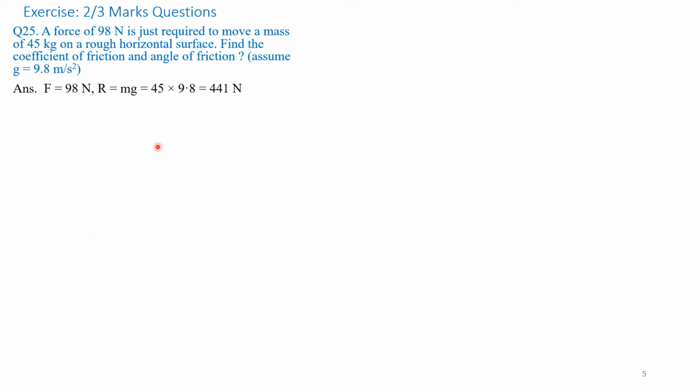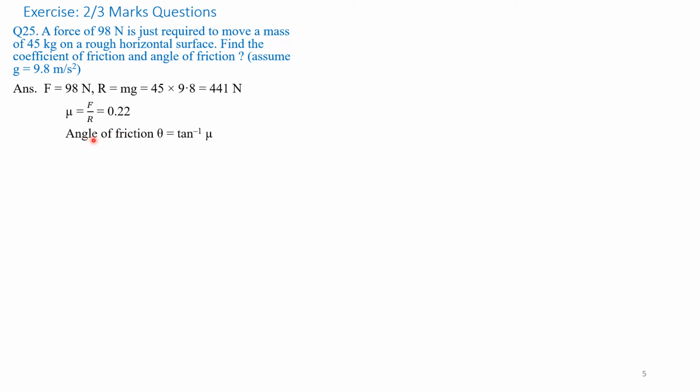Let us do it. So given F is equal to 98 newtons. Therefore R is equal to M into g, that is equal to 45 into 9.8. That is equal to 441 newtons. Therefore, mu is equal to F by R. That is equal to 98 by 441. Substituting the values of F and R, we get mu is equal to 0.22.